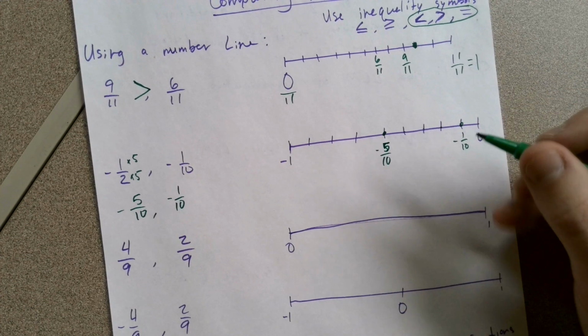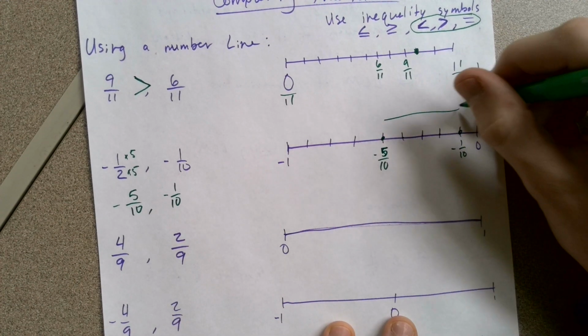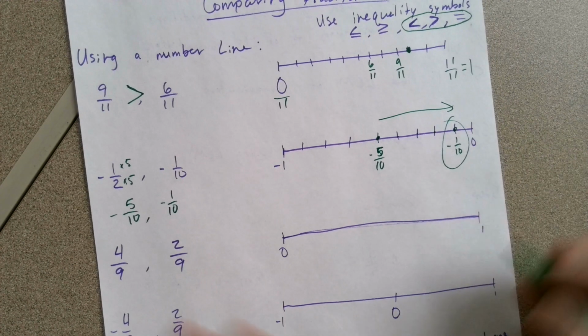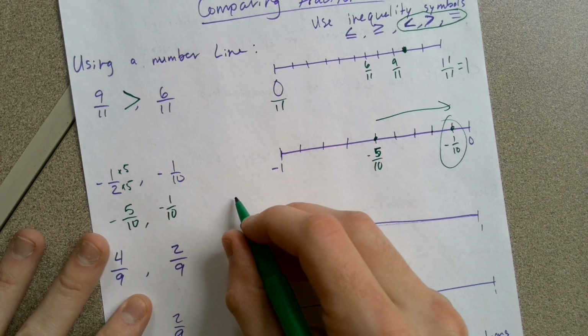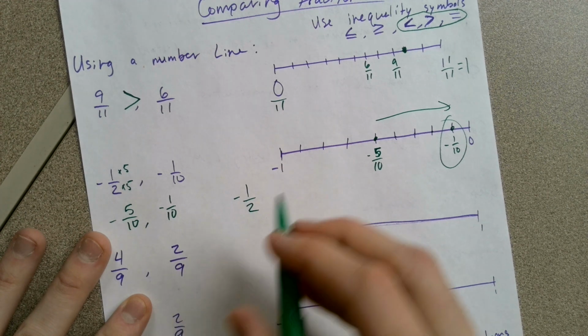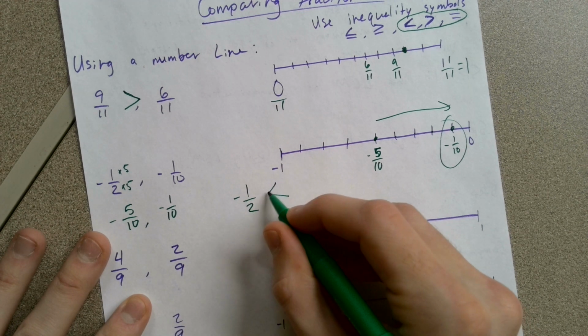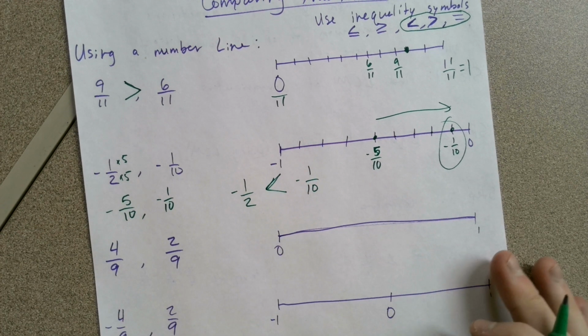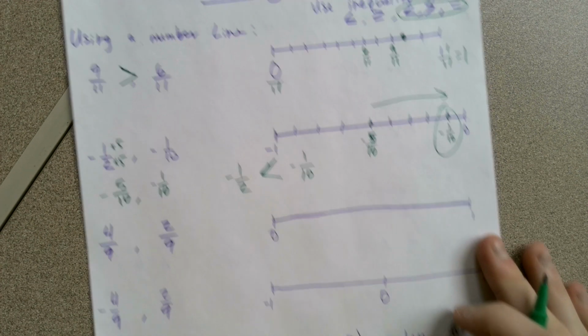We got to think about which one is a bigger number, knowing that this way means bigger. Our bigger number is going to be right here. So I can write this as -1/2 is less than -1/10. Great work. Moving on to the next.